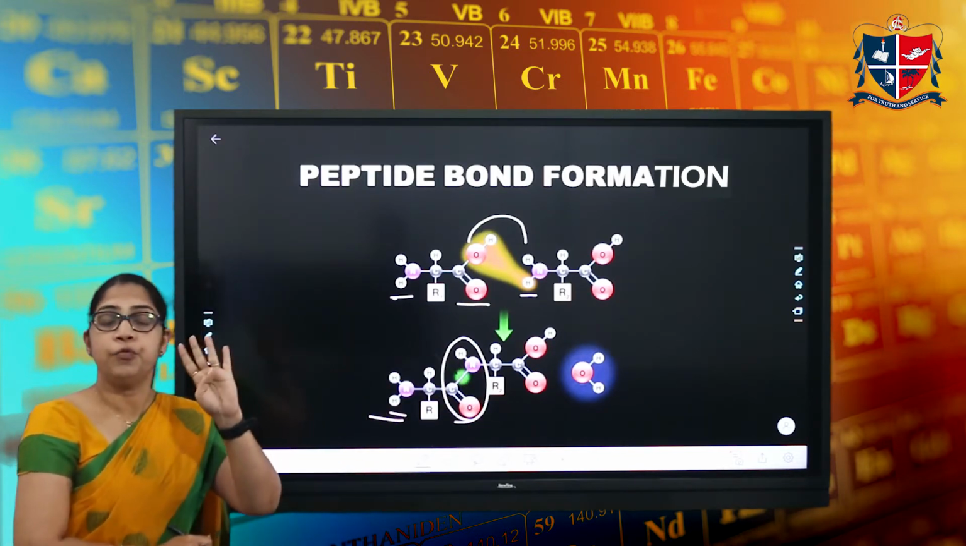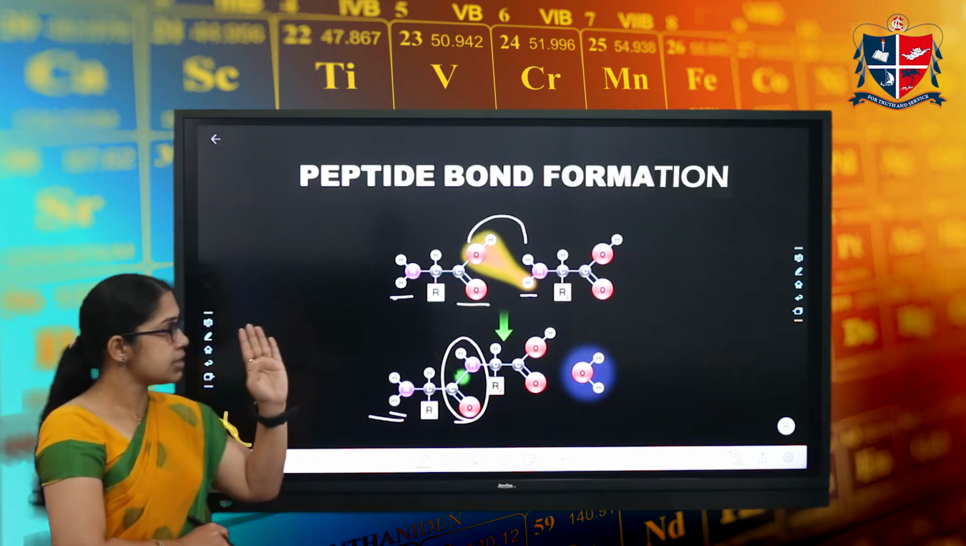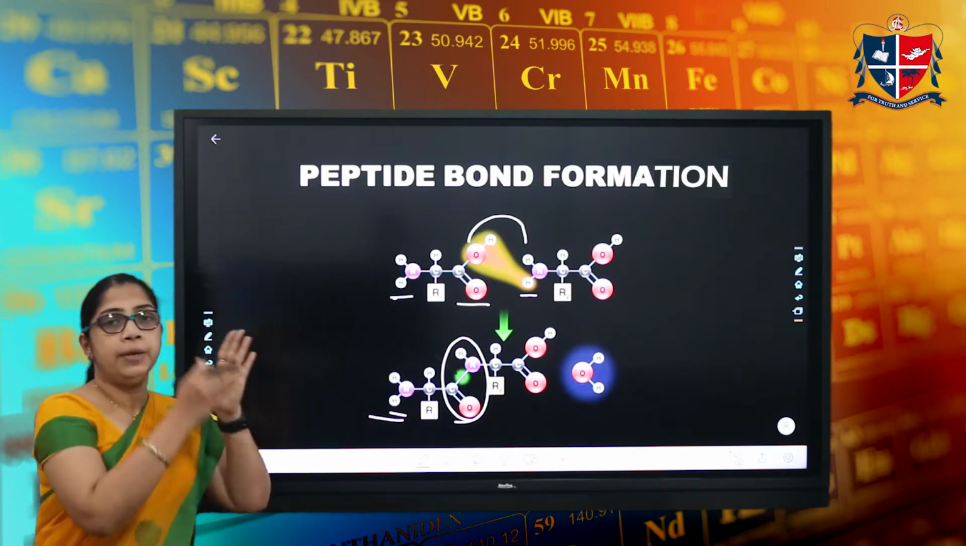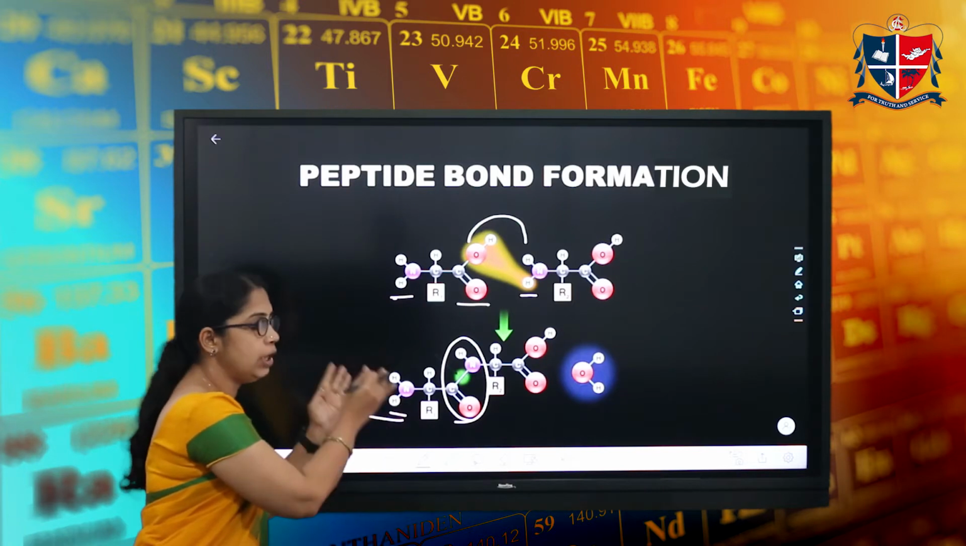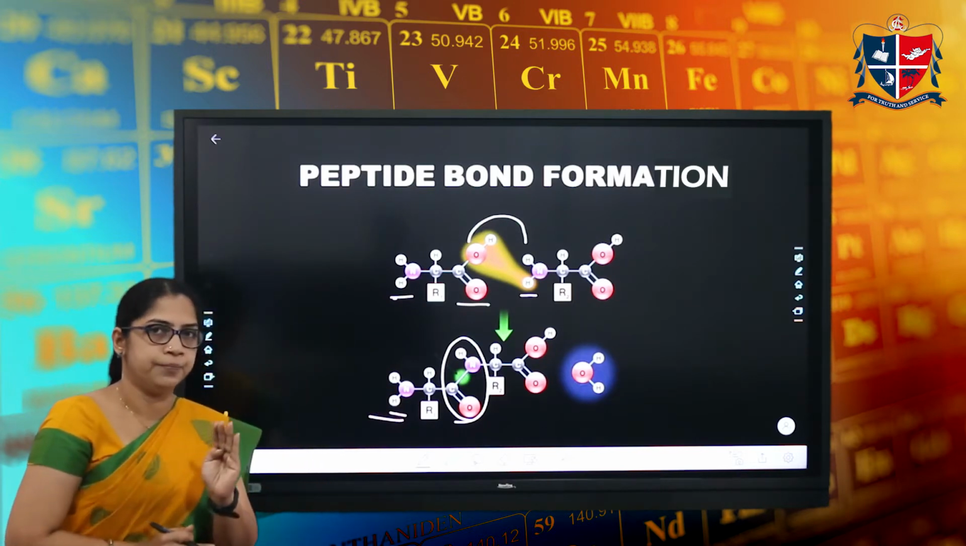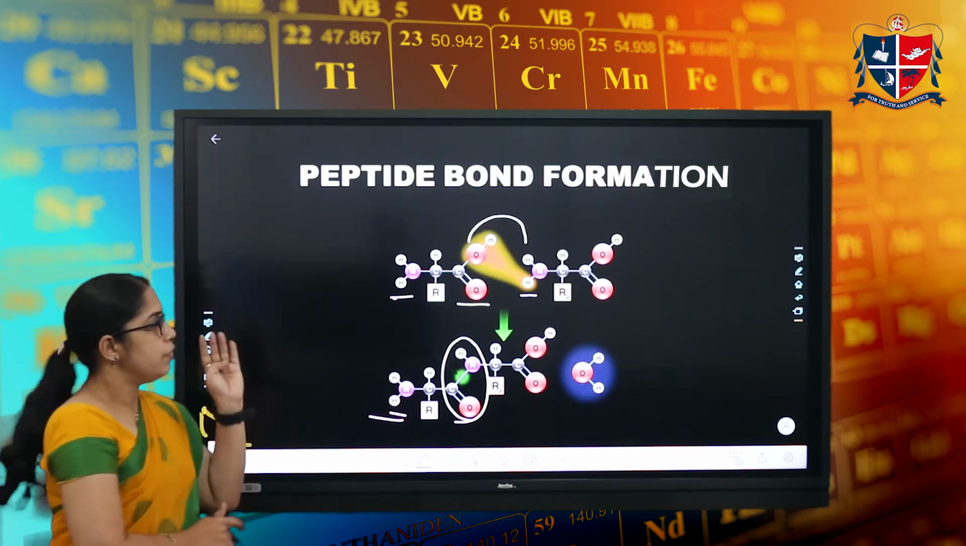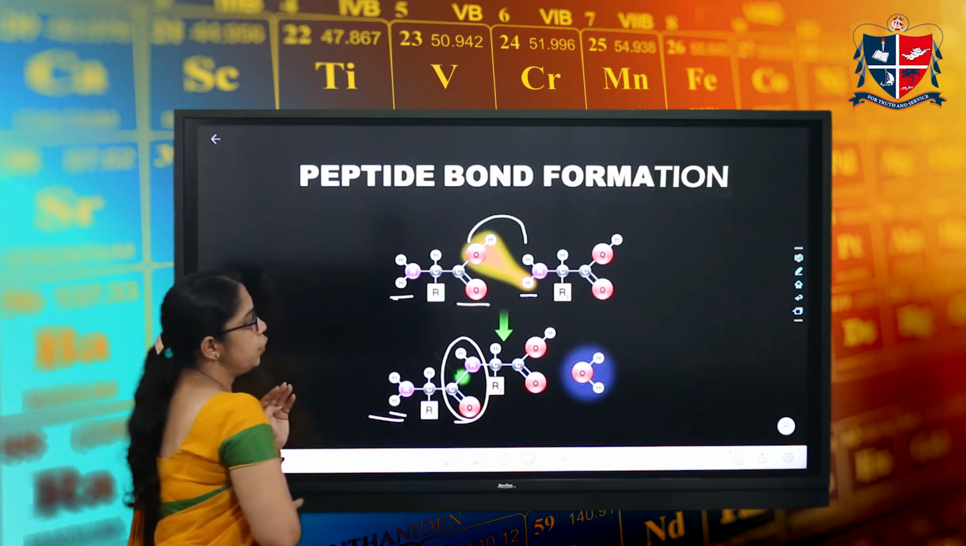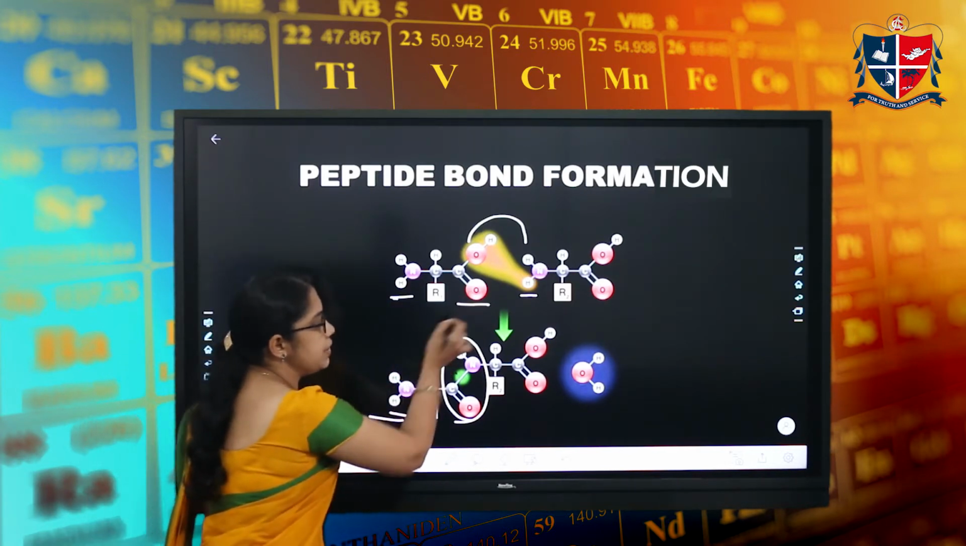So these are the four steps needed for the synthesis of the required peptide in 100% yield. Which are the four steps? The first step is the protection of this NH2 group. The second one is the activation of this COOH.